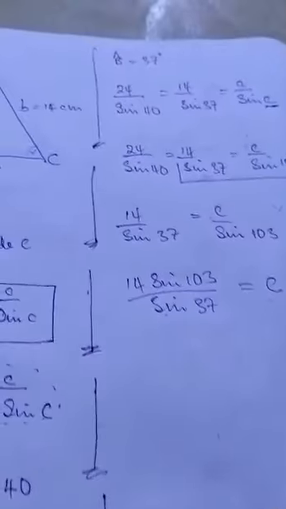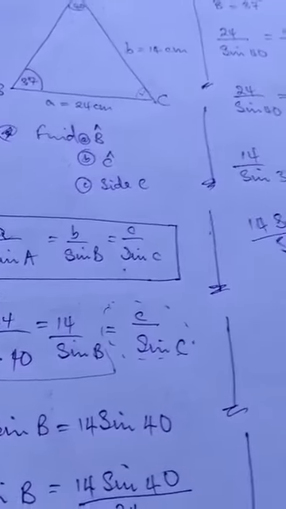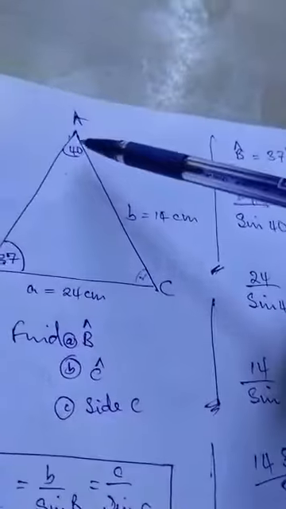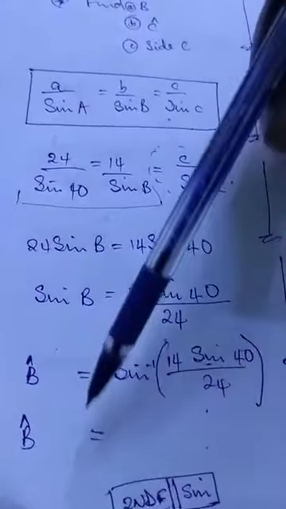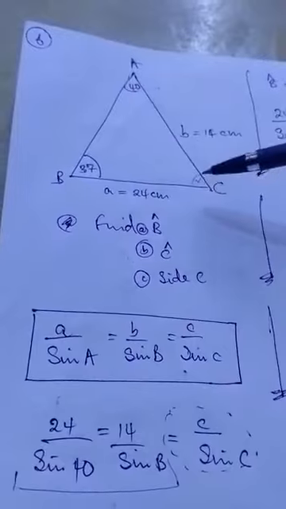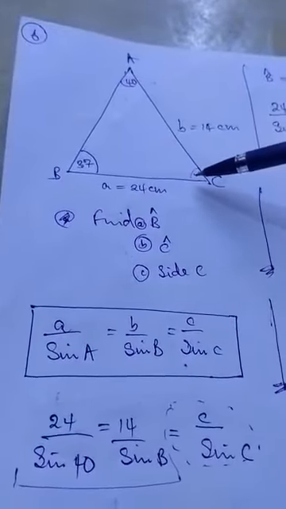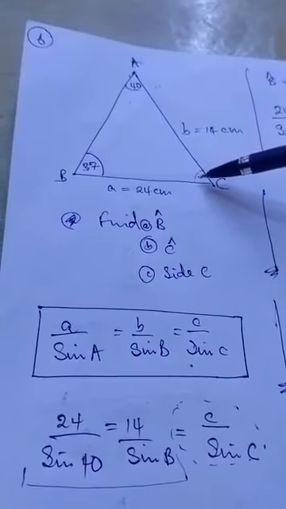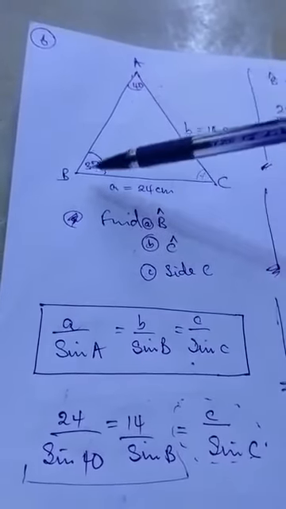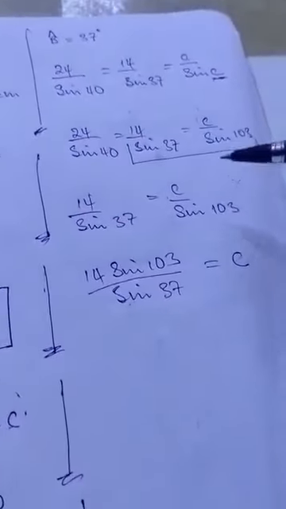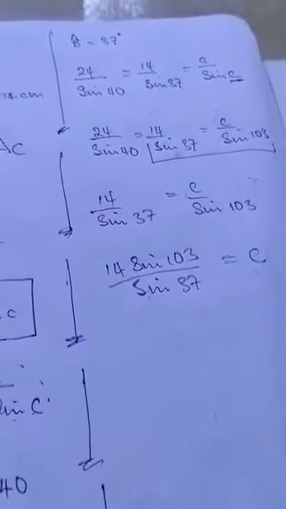So that's how you find part B and part C. Part B is easier because you are already given A. After calculating, you get the value of B and substitute it here. Then you know the angles inside the triangle should add up to 180. So angle C is 180 minus the 40 you are given and the value that you find. Then you find the value of C and substitute it here, such that it helps you to find the value of side c.